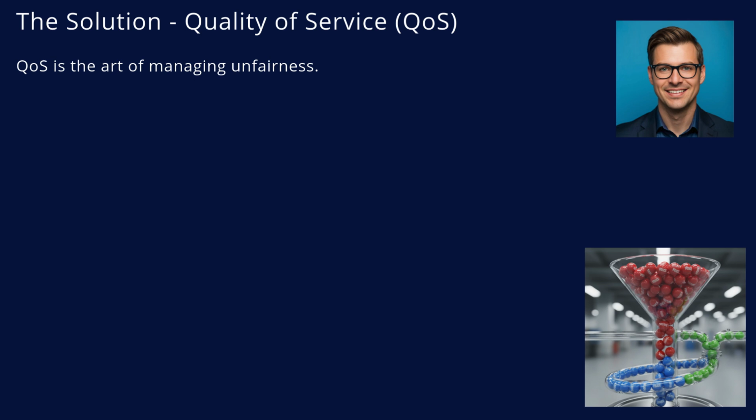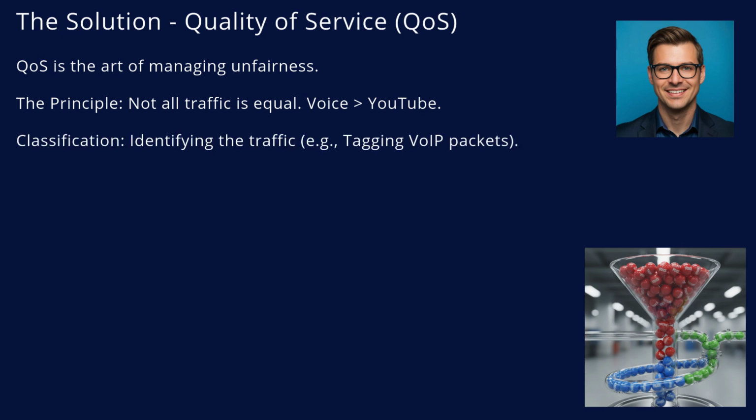We use quality of service, or QoS. The core principle of QoS is managed unfairness. We deliberately treat some traffic better than others because not all traffic is equal. A voice call must happen in real time, an email can wait a few seconds. We do this in 3 steps.